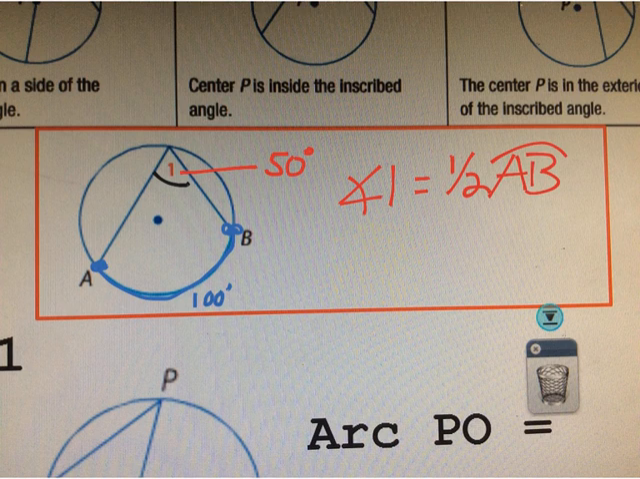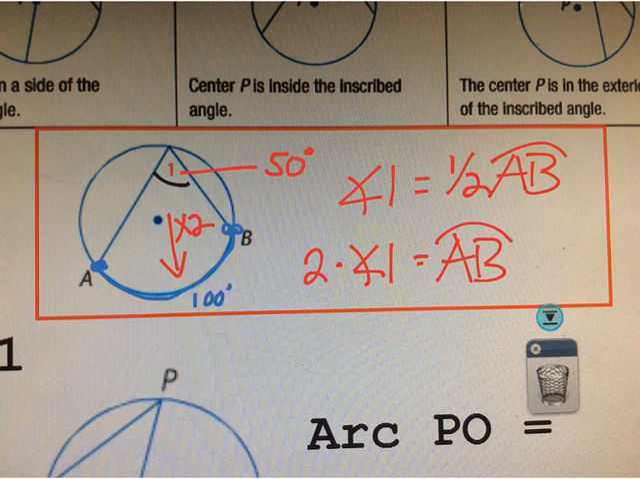If you're going backwards, from arc to angle, remember you've got to do half. But if you're going the other way, angle to arc, it's going to be times 2. So 2 times the angle is the arc AB. Now, all the other theorems deal with that one concept.